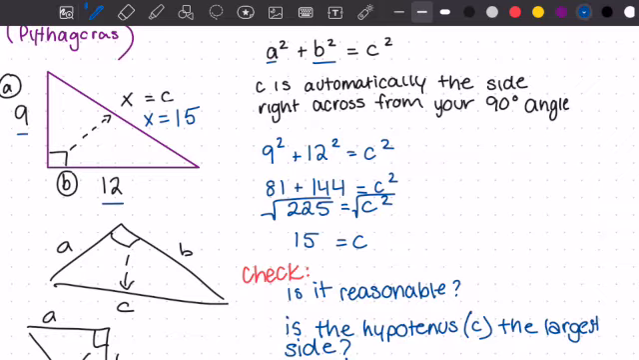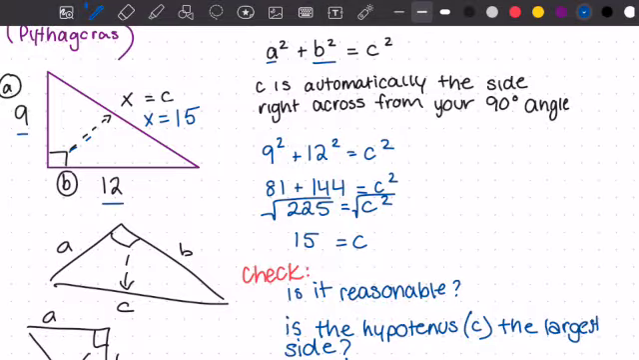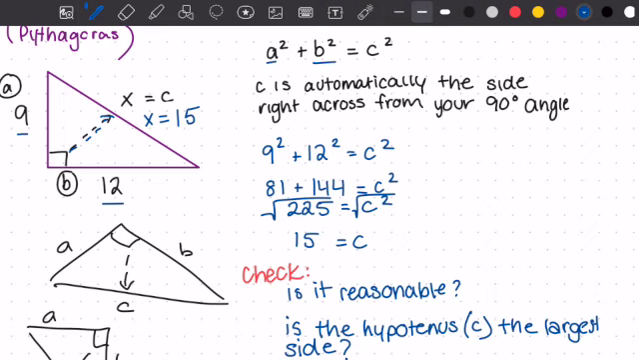So in that case, is it reasonable? Well, yes, 15 is reasonable. It's right around the same range of my other numbers, especially compared to each other. 12, 9, 15. Well, my hypotenuse is that side directly across from my 90-degree angle. So yes, it is my longest side. Both of those checks give me the understanding that my answer is somewhat reasonable. Any questions about this one?